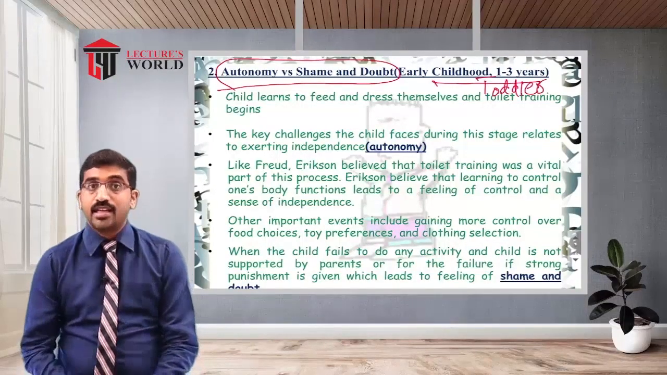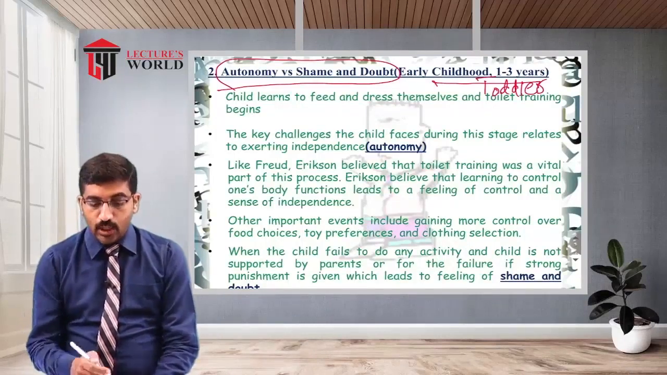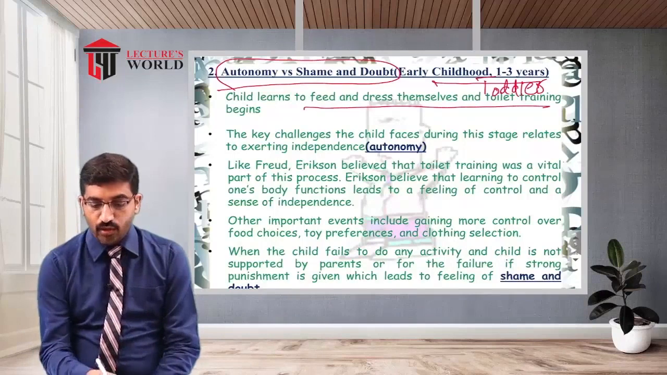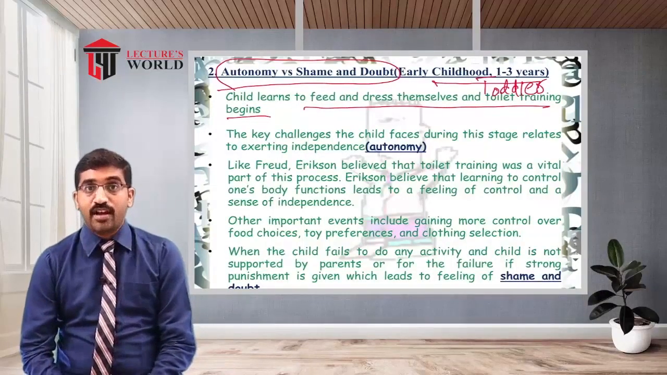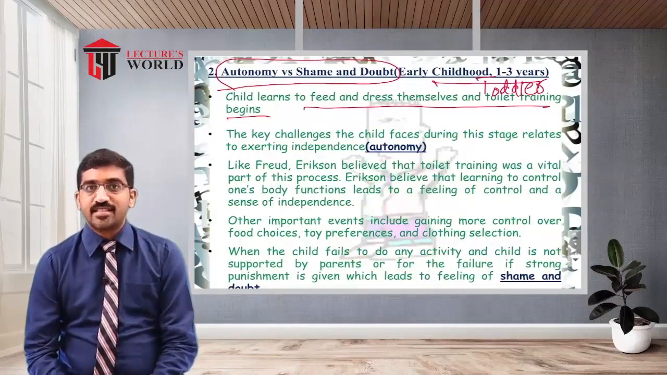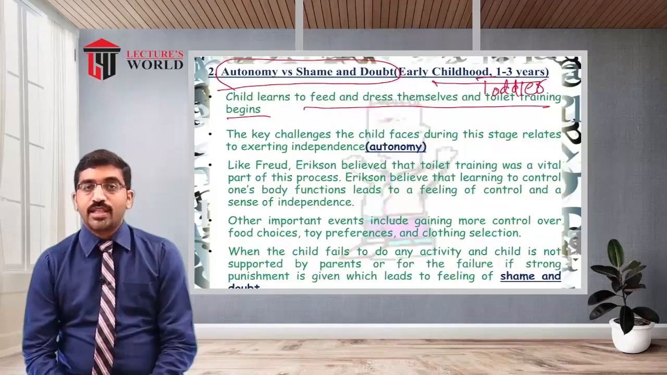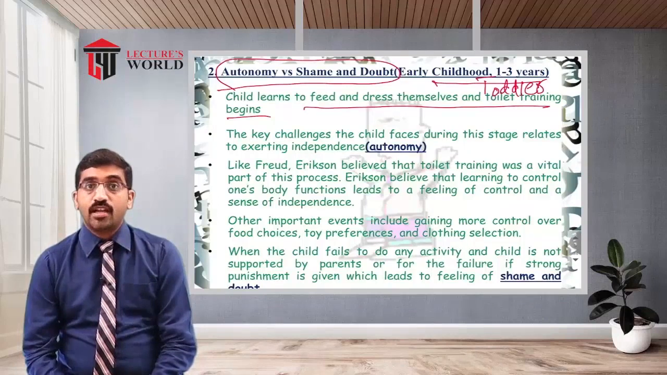Like birth to 1 year are known as infant. These people are known as toddler. Child will learn to feed and dress themselves and toilet training. In the psychosexual theory of Sigmund Freud, we have discussed, hope you remember in the personality theory, after the oral stage, the second stage was anal stage. So in the anal stage, what I told you, like the child will be trained, the toddler will be trained.